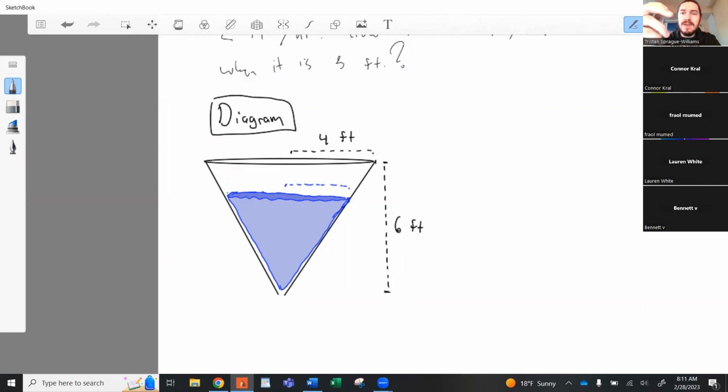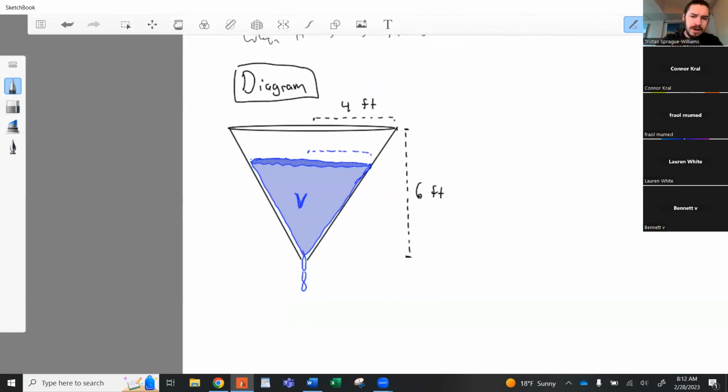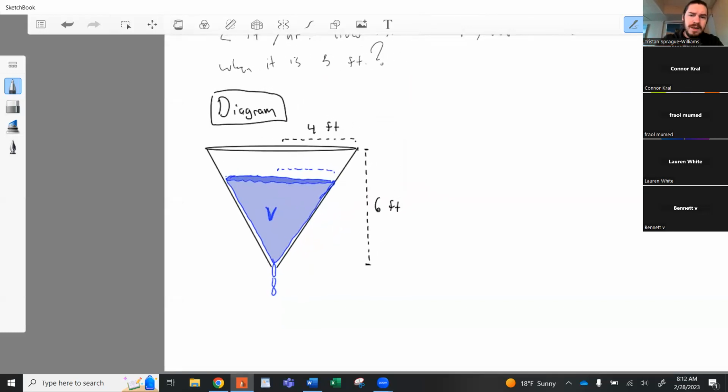And if it's leaking out the bottom, there's the water leaking out the bottom, then we're going to have a change in the volume of the water. So one of the variables involved here is going to be the volume of water. And down here, we have the change in volume. Now that means that the height of the water, this height, is also going to be changing. And as the height decreases, the radius is going to decrease. So the radius is a variable and the height is a variable.